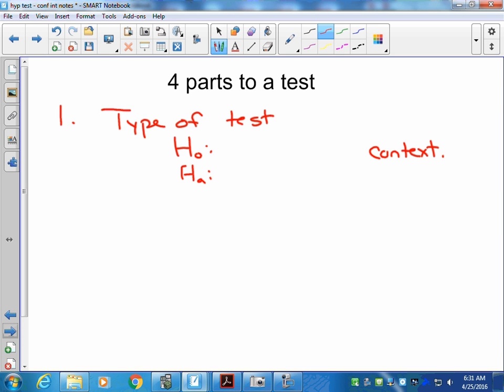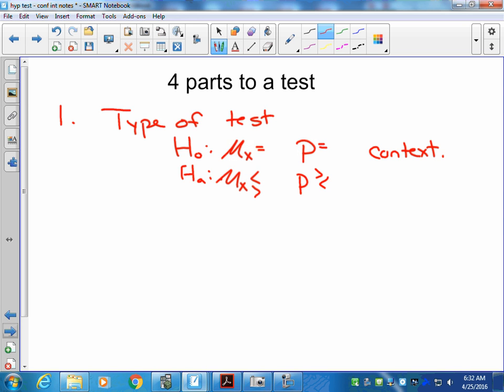Now your null and alternative can be based off of a mu value of x. It can be based off of a proportional value. Remember, your null is always the equal to, your alternative is always your less than, greater than, not equal to in those situations. So you need your type of test and your null and alternative. This is going to come from the wording of the problem. You know, is it greater than? Is it less than?